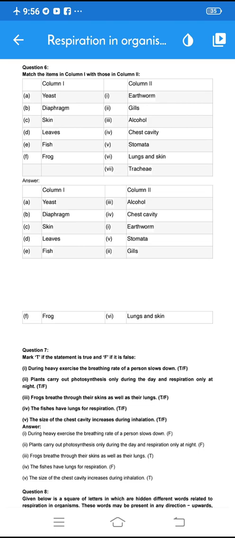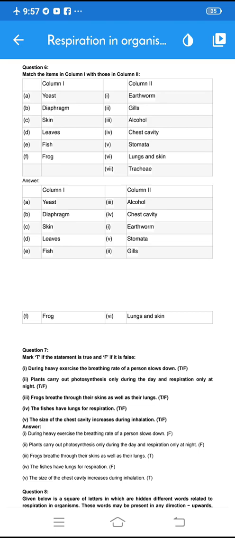Okay, so next one is diaphragm. What is the diaphragm? It's a part of the respiratory system. It is present just below the chest cavity. Okay, so next one is skin. So what is the function of skin? See, it's not about the function of the skin. It's just a respiratory part for the earthworm. It means the earthworm breathes with the help of its moist skin.